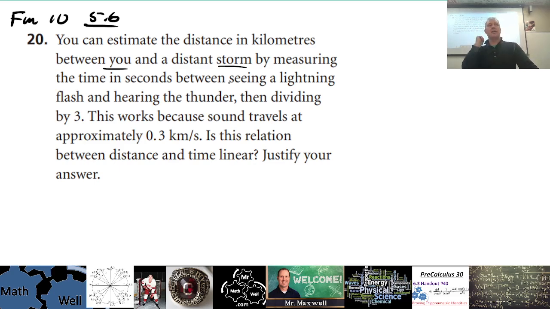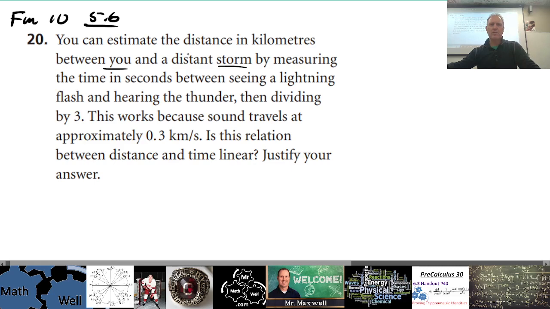So you'll see a lightning flash, and then a little while later, you'll hear the thunder come across the sky above you, and you'll be able to hear it. So it takes some time. You guys all know that. How do you figure this out?